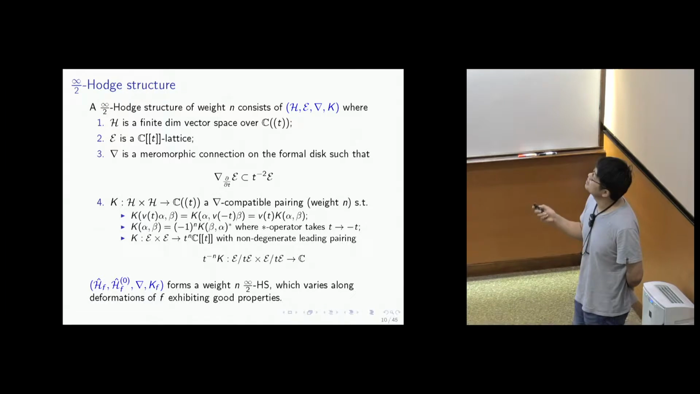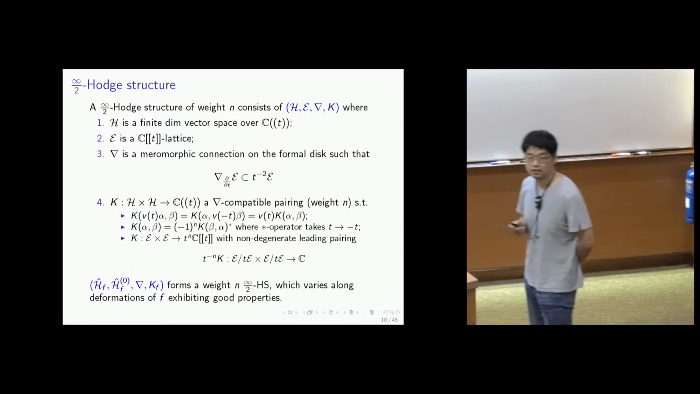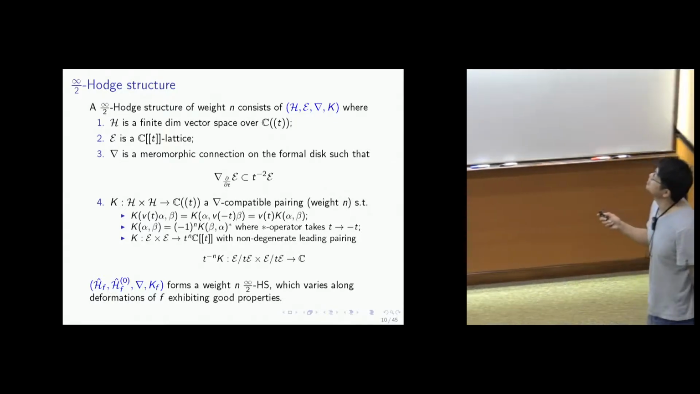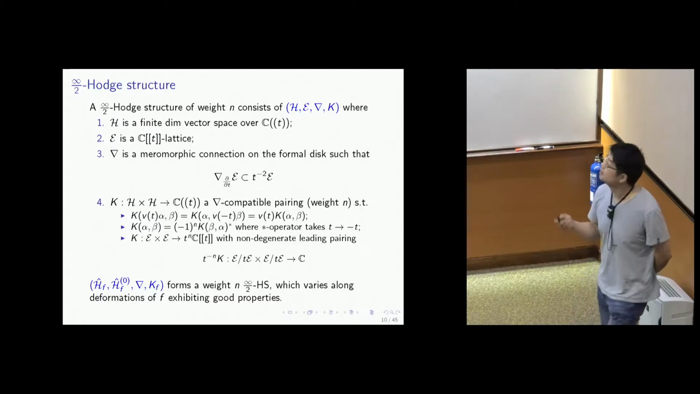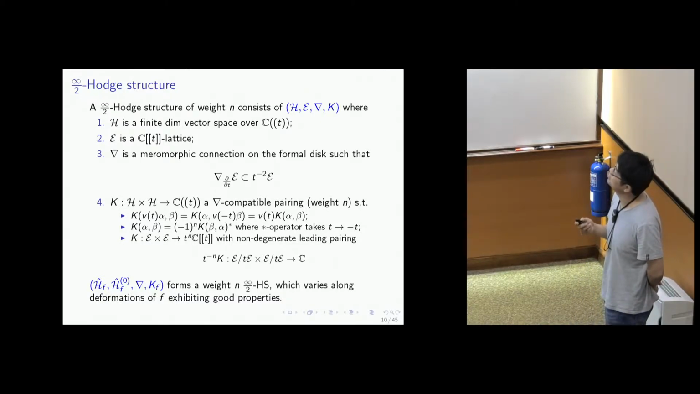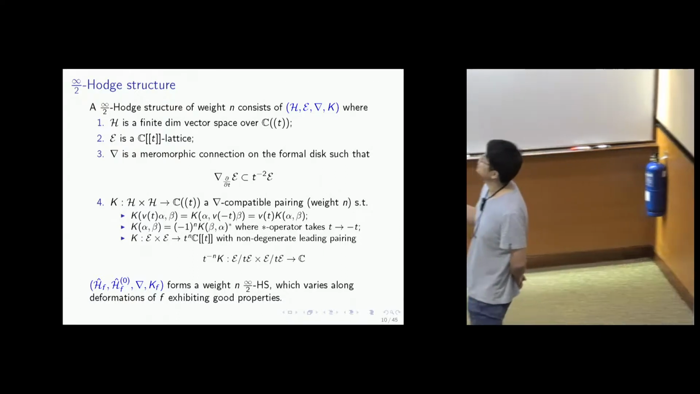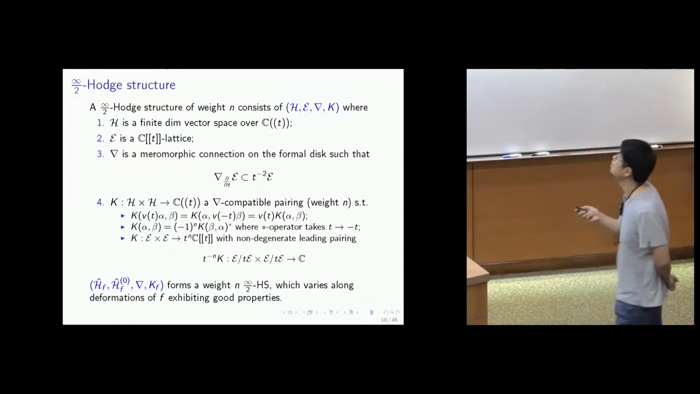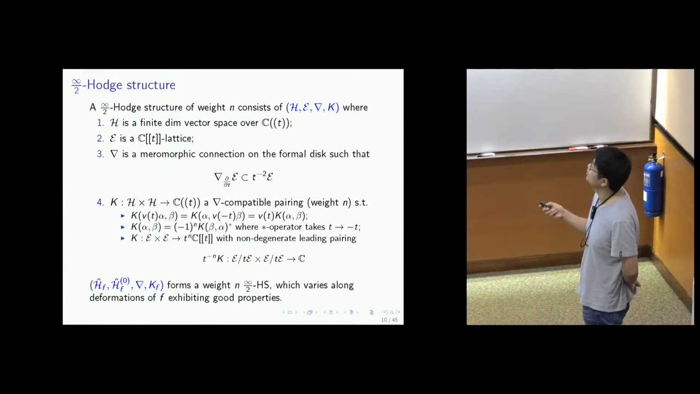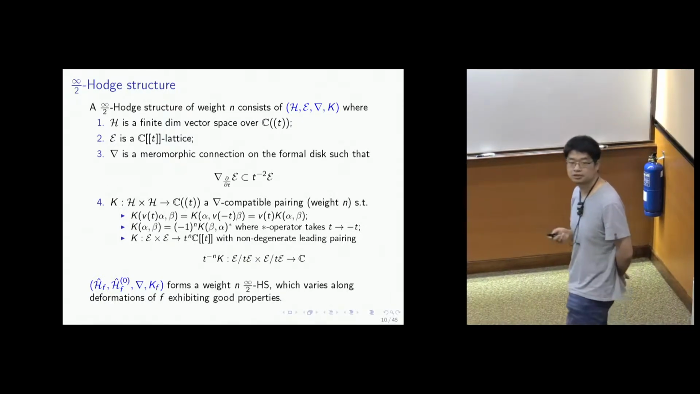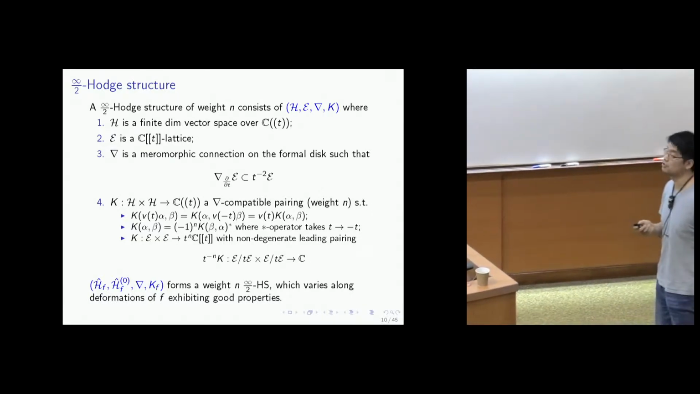And then there's a meromorphic connection with irregular singularity at the origin. This irregular singularity basically captures all of the Lefschetz thimbles and the Stokes phenomenon. Then there's a compatible connection along this direction, which is compatible with the higher residue pairing. And we know the leading term is nothing but the usual residue pairing. This data forms a semi-infinite Hodge structure.